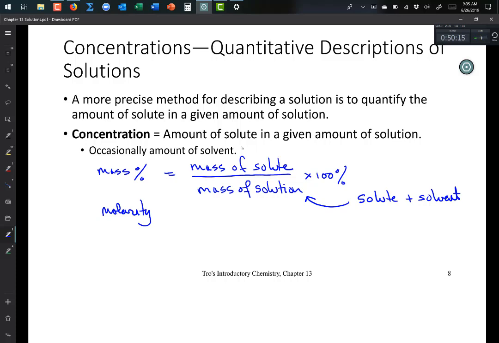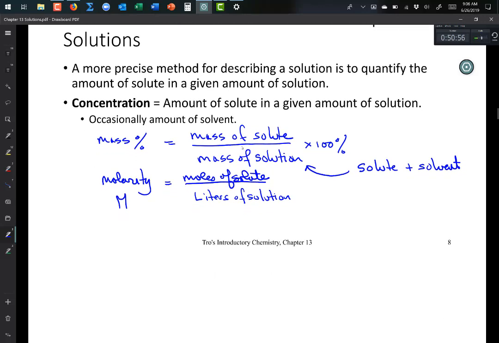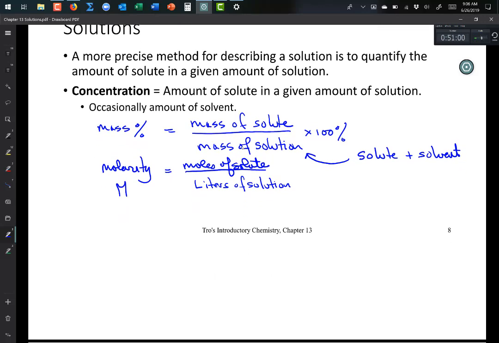Molarity is a similar term. Molarity is the moles of solute divided by the liters of solution. Now, mass percent, the symbol for it is just percent. For molarity, it's capital M. Like that. So, actually, most of the rest of this section is just talking about calculations. And then we do colligative properties where osmosis comes in.